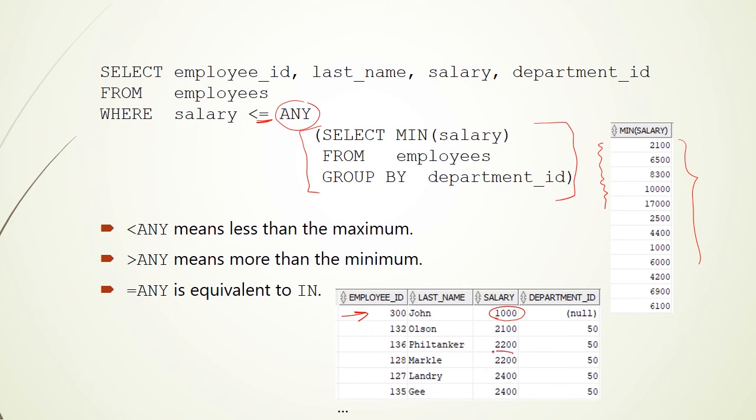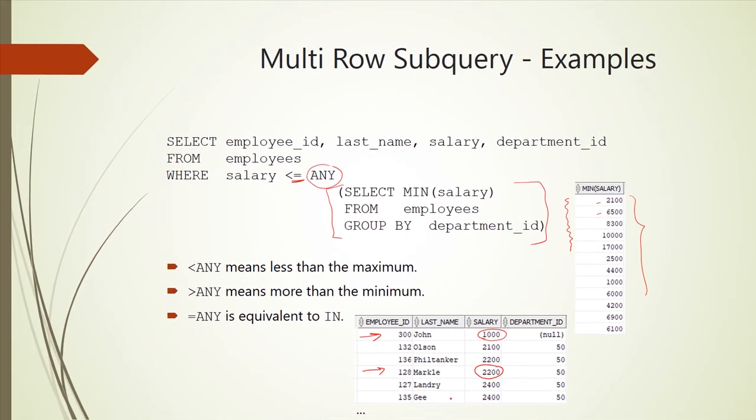So here, for example, 2,200. Is 2,200 smaller than or equal 2,100, the first value? No. It will check with the second value. Is it smaller than or equal this value, 6,500? Yes. So the record will be returned as a final result, and so on.